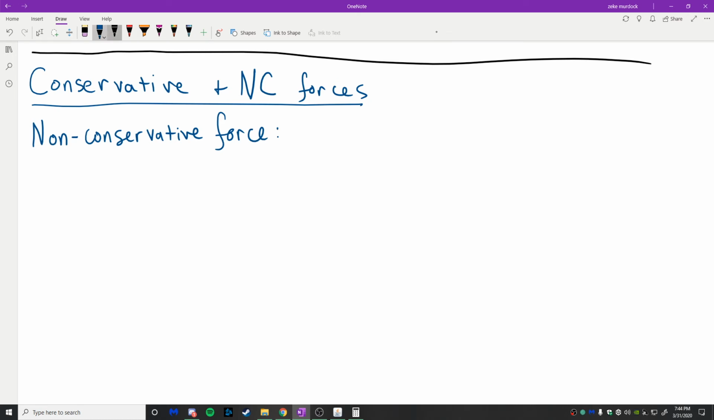is a very simple definition. A non-conservative force is a force where the work done by the force depends on the path that you take. And I will give you a very simple example of this.